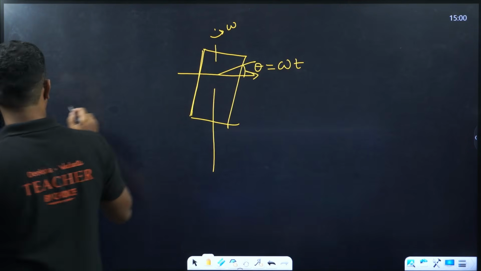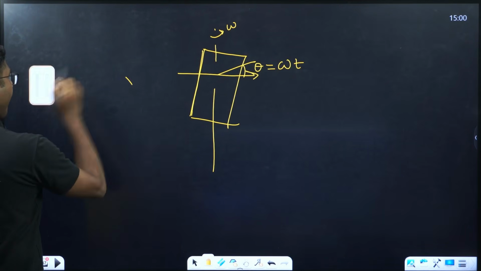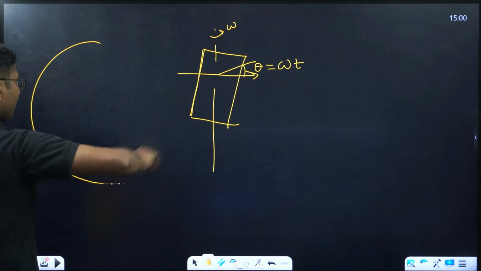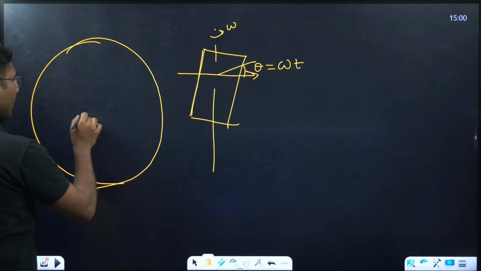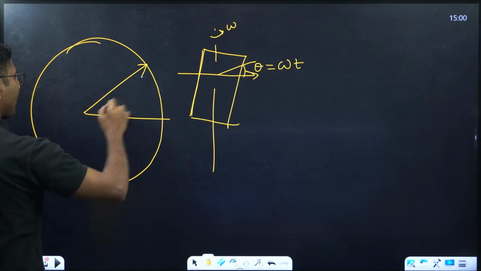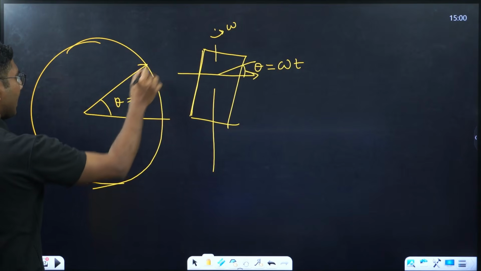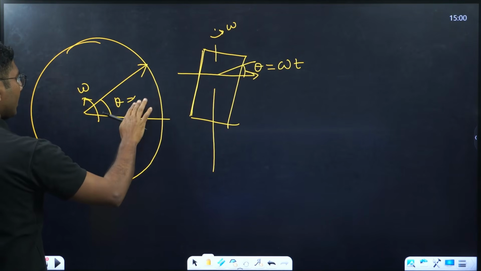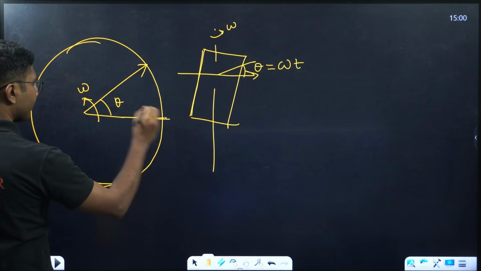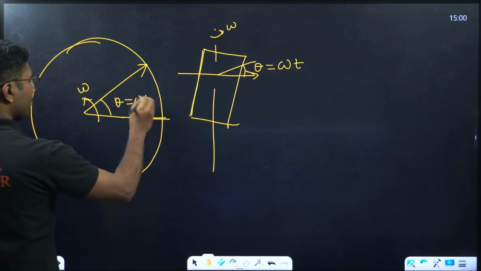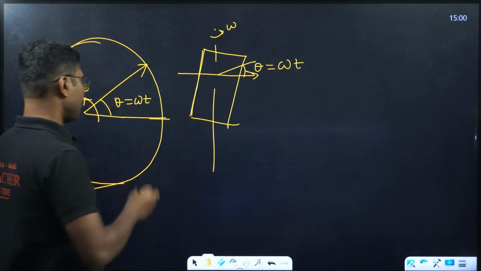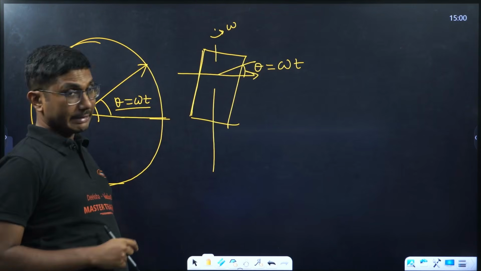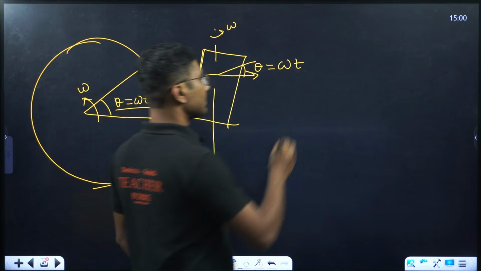You remember, suppose you have a circular motion. We have done that in simple harmonic motion. It is rotating with angular speed omega. We also used it in rotational motion as well. So theta equals omega t. Now, what will be our flux linked?